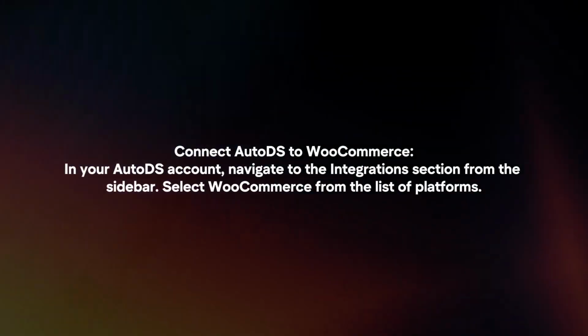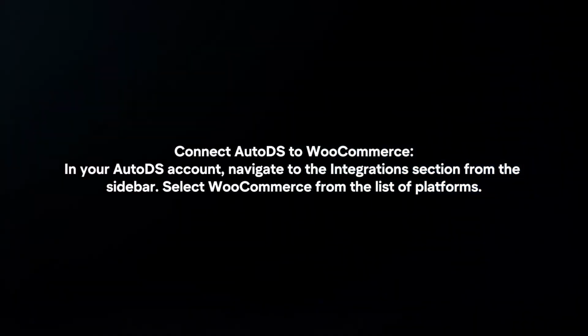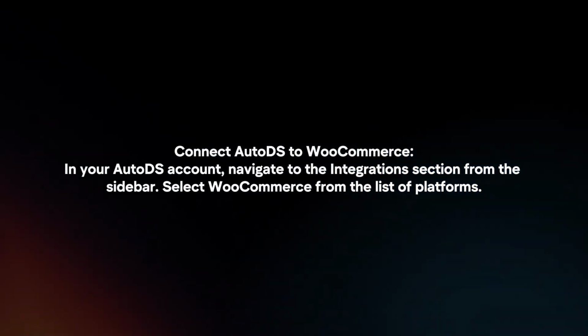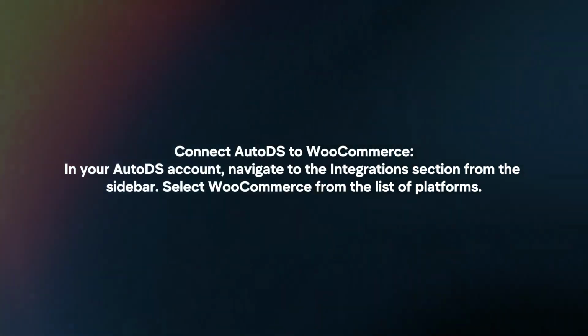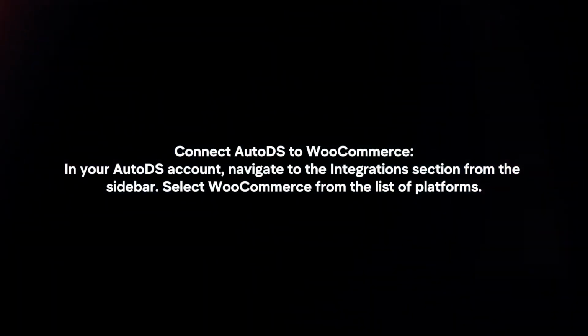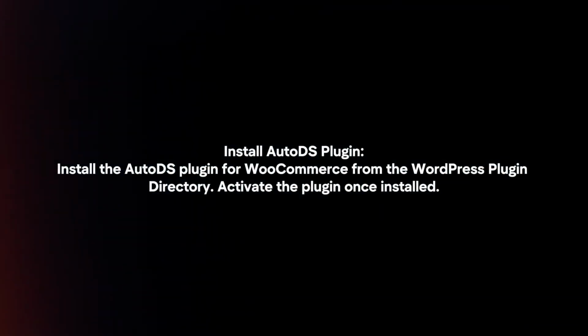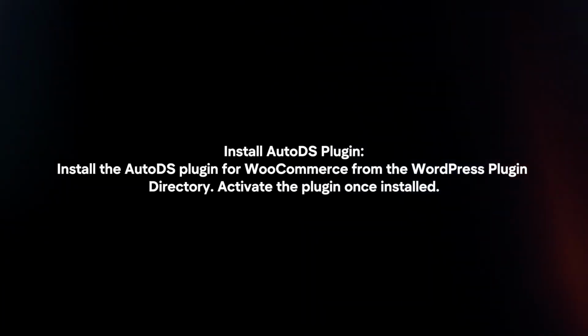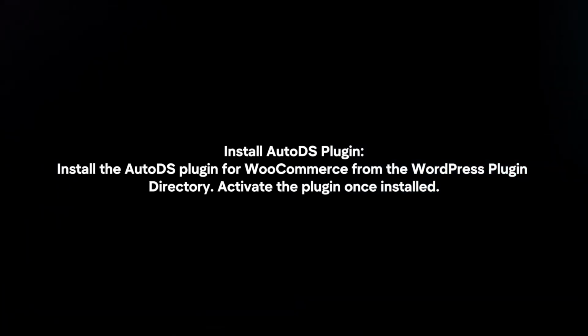Connect AutoDS to WooCommerce. In your AutoDS account, navigate to the integration section from the sidebar. Select WooCommerce from the list of platforms. Install AutoDS plugin. Install the AutoDS plugin for WooCommerce from the WordPress plugin directory. Activate the plugin once installed.